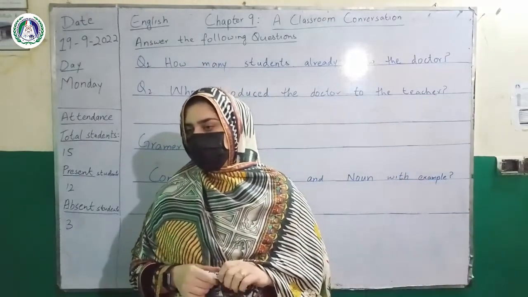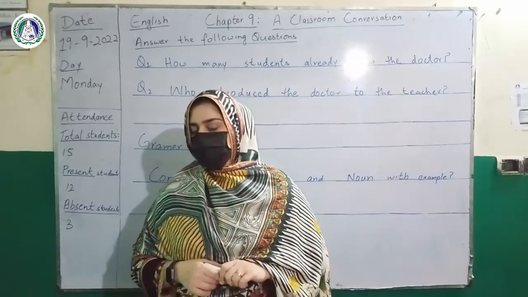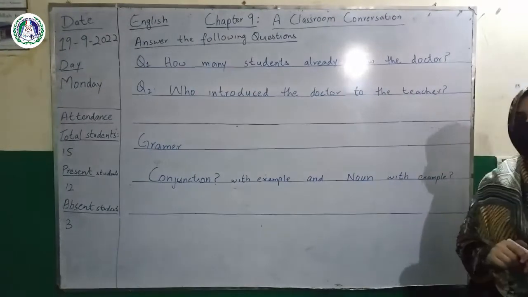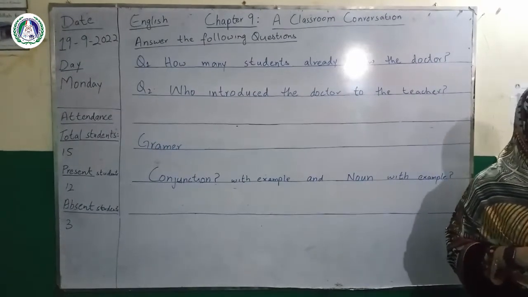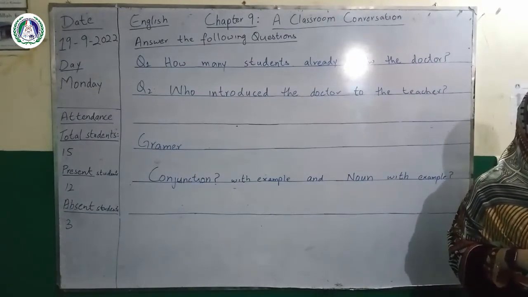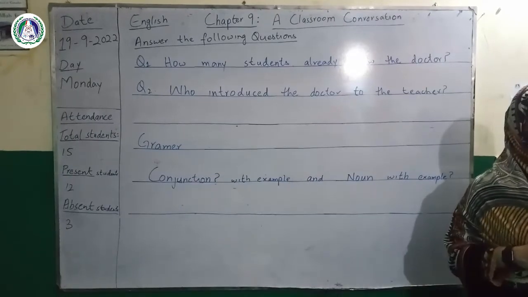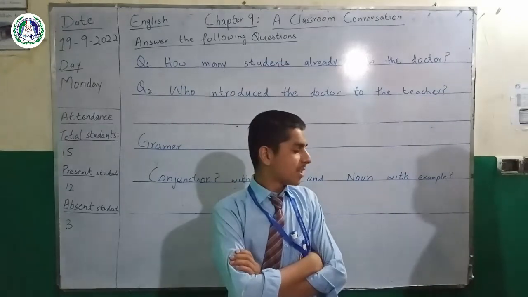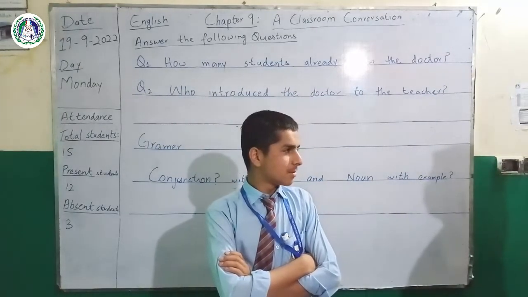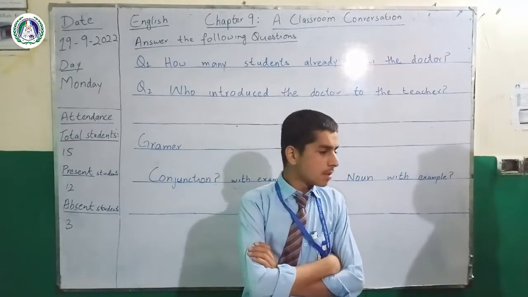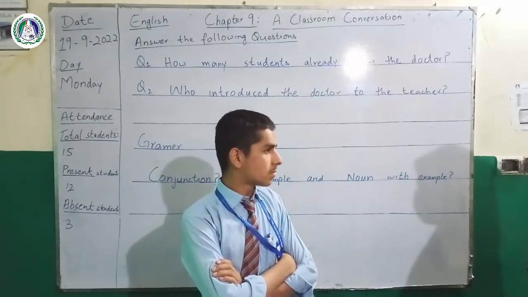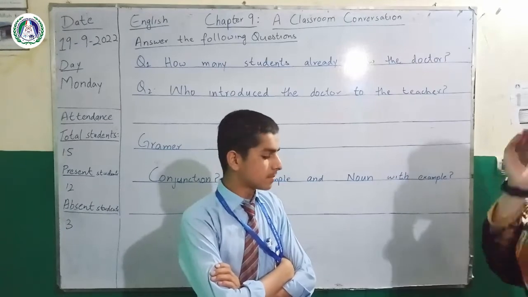We use "for" as a conjunction. What is a noun? Noun is the name. Come. Okay. What is a noun? A noun is the name of a person, place or thing. Good. Any example of a noun? Ali, chair. Good. Thank you.